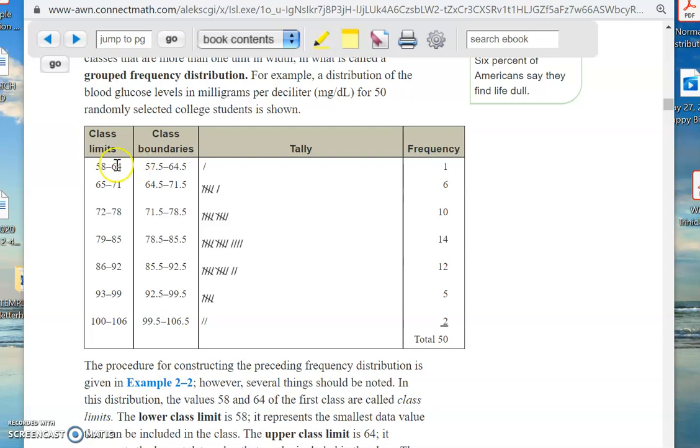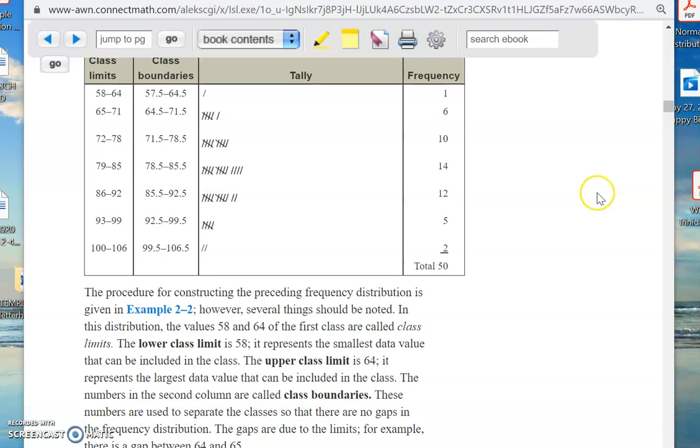We call these the class limits here. The class limit is from 58 to 64, from 65 to 71, and so forth. That's a little bit different from the class boundaries. In the class boundaries, just like we had boundaries before, we go up and down just a tiny bit. So we go a little bit down from 58, down to 57.5. For 64, we go a little bit up, up to 64.5. It's typically one more.